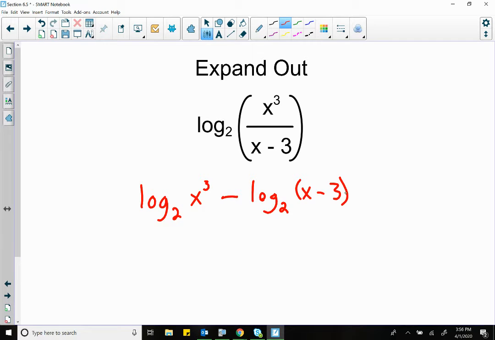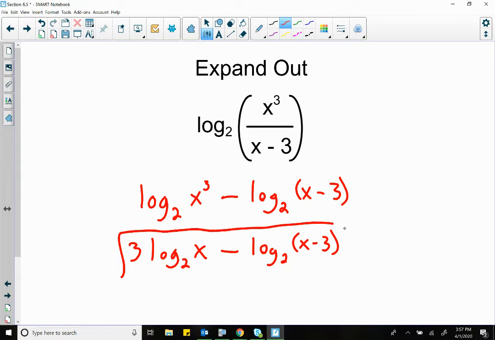Now, do I have any powers in here? Absolutely. This 3 right there. So it needs to go in front. So we got 3 log base 2 of x minus log base 2 of x minus 3. Do not distribute the log base 2 through that. It doesn't work like that. Okay? And this is actually the final answer because there's no reducing here. I can't reduce log 2 of x because I don't know what x is. So, and I can't do any reducing over here. So this is the fully expanded out answer.